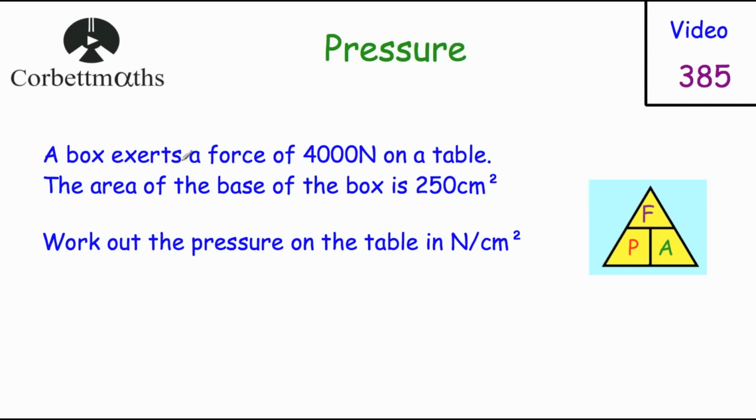Okay, let's have a look at a typical question. We've got a box that exerts a force of 4,000 newtons on a table. The area of the base of the box is 250 centimeters squared. Work out the pressure on the table in newtons per centimeter squared.